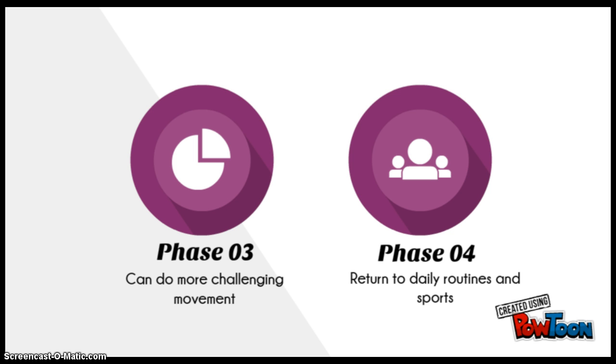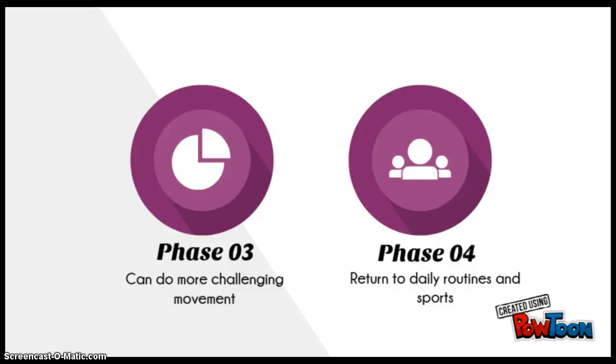In phase 3, you can do more challenging movements. This phase will begin 3 months after surgery. You should have full use of your arms in daily activities, but not in activities such as sports or work. Physical therapists will be adding much more difficult exercises by adding more weights into your exercises.